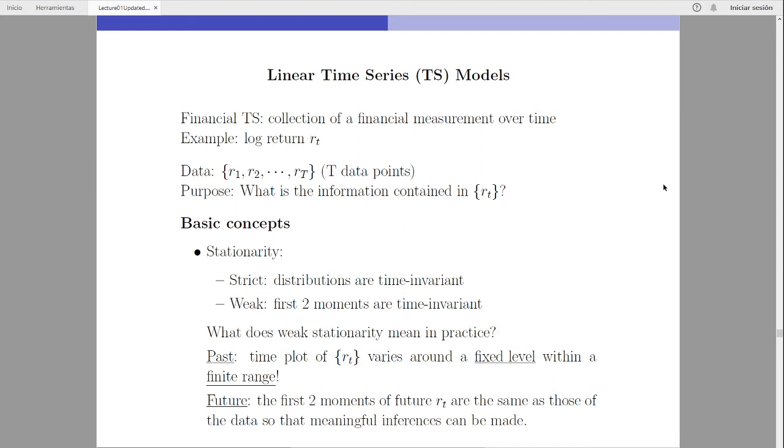So the first concept we have to understand is stationarity. A strictly stationary distribution is time invariant, and for a weakly stationary distribution, its first two moments, call them mean and variance, are time invariant. It sounds good, really. So, in practice, what does weakly stationary mean, really?